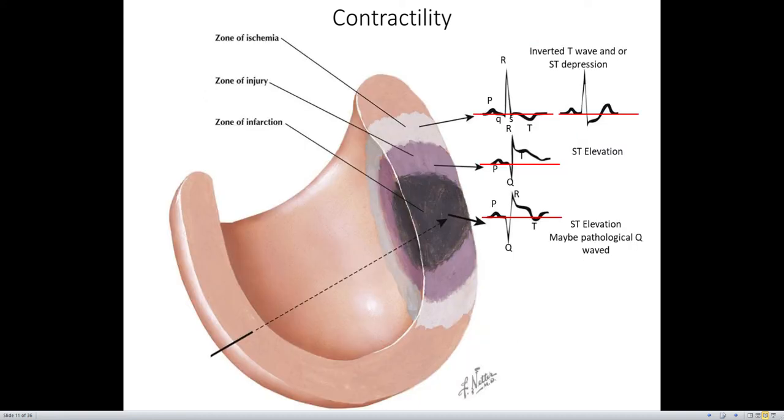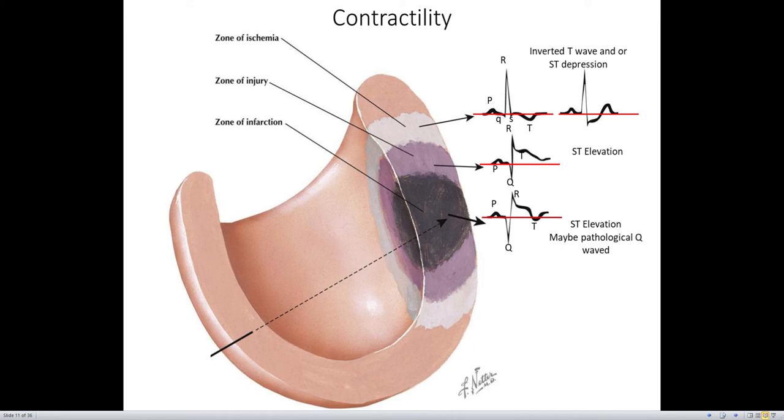All right, so myopathies and hypertrophies can change contractility or contractile function, but also the presence of ischemia or injury or infarction in the myocardium can also change contractility. So ischemic tissue does not contract well, and it's also electrically irritable, so it's more prone to dysrhythmias. Injured tissue is the same. It's just a little bit worse. An infarcted tissue does not conduct electricity at all, and it does not contract at all.